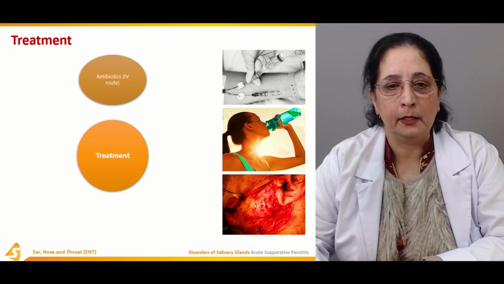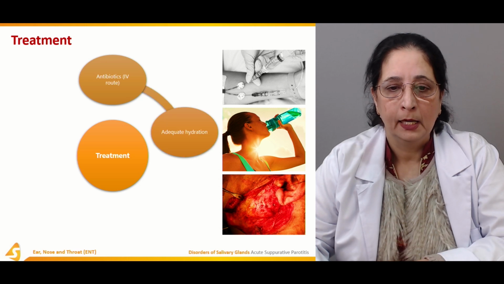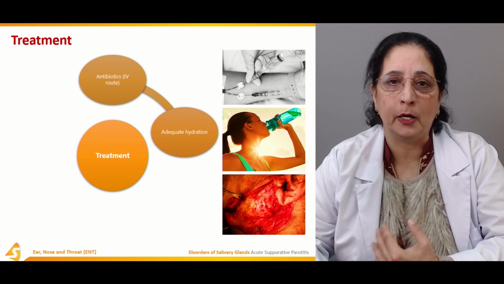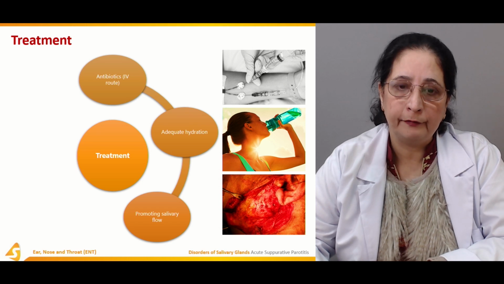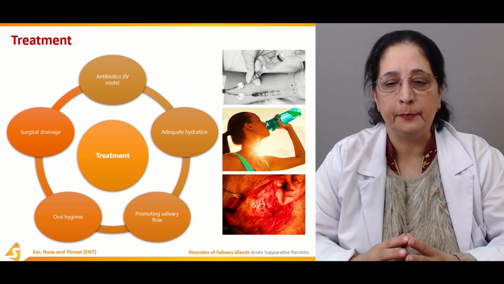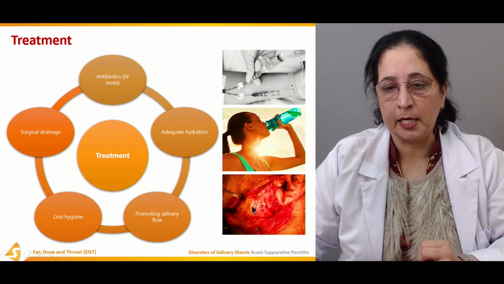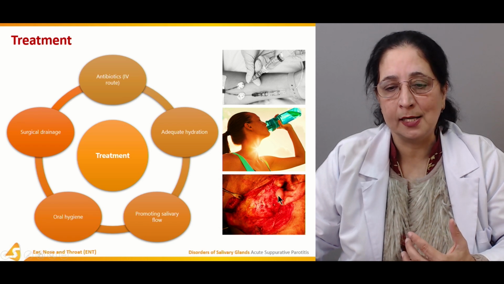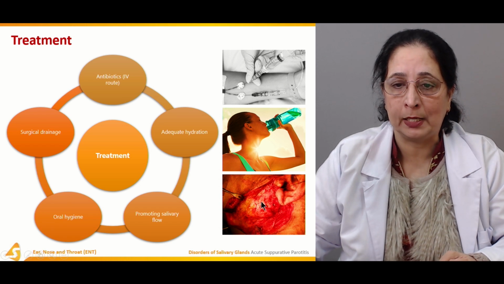Treatment is antibiotics, usually by the IV route in the beginning. Adequate hydration, because dehydration or dryness of the mouth can lead to this infection. Promoting salivary flow, oral hygiene, and surgical drainage of the pus are all important. Here you can see the site of the parotid gland, which is very red and swollen, and looks tender also because of the redness and swelling.